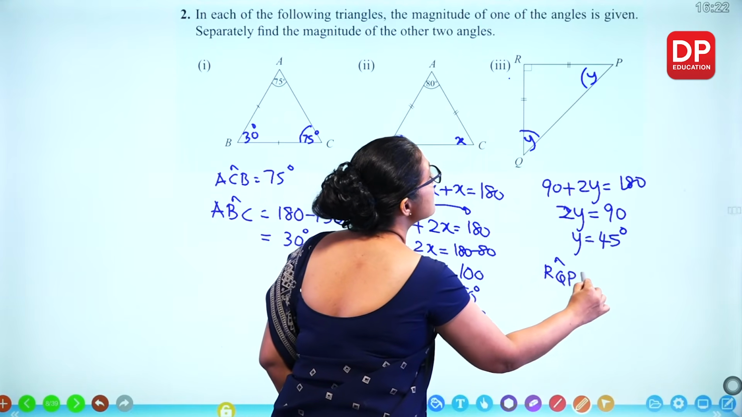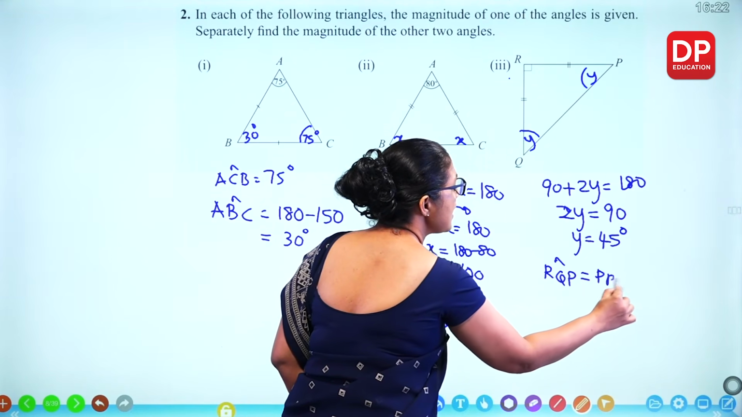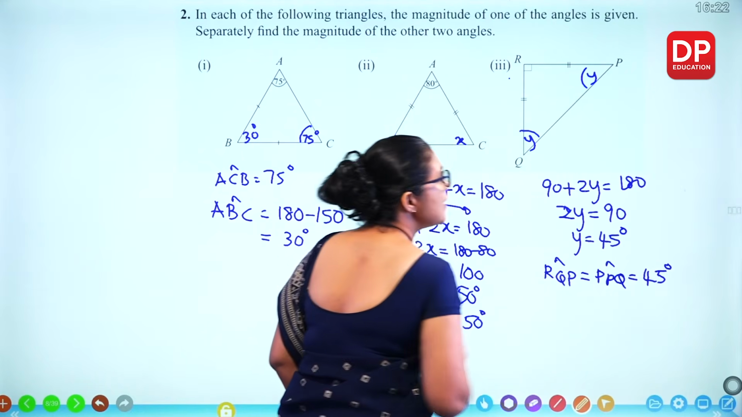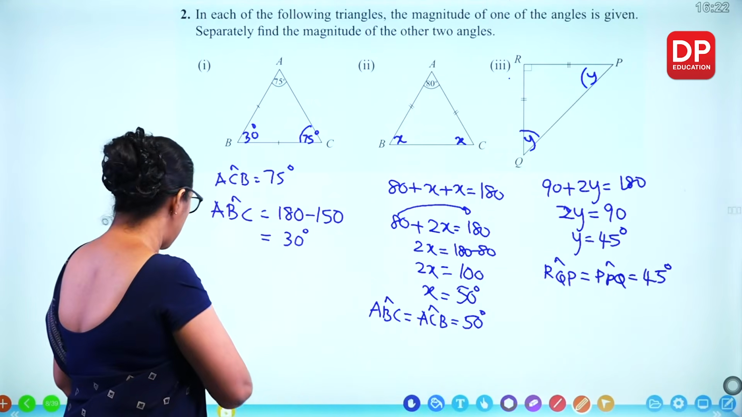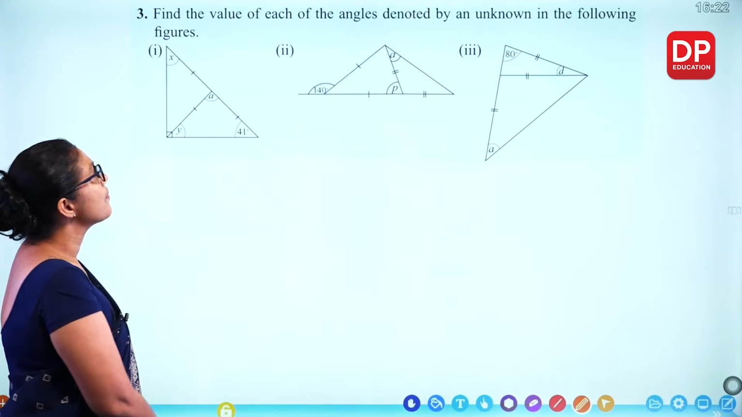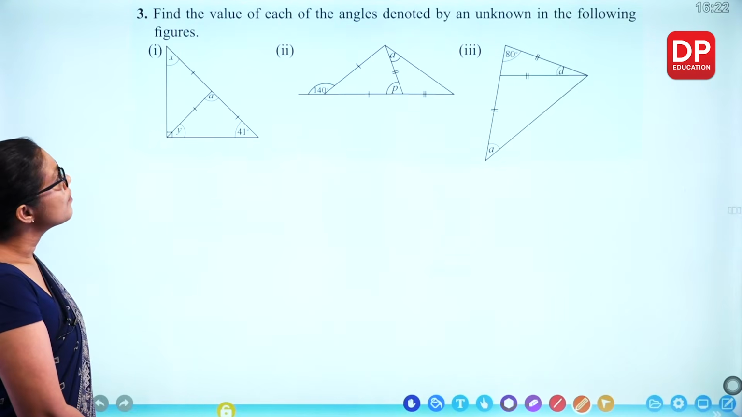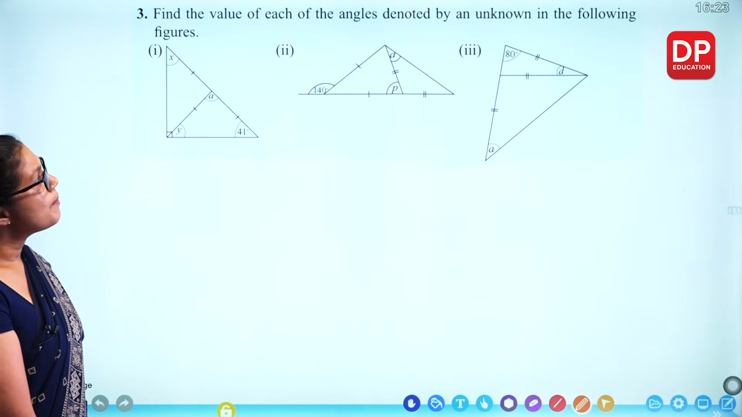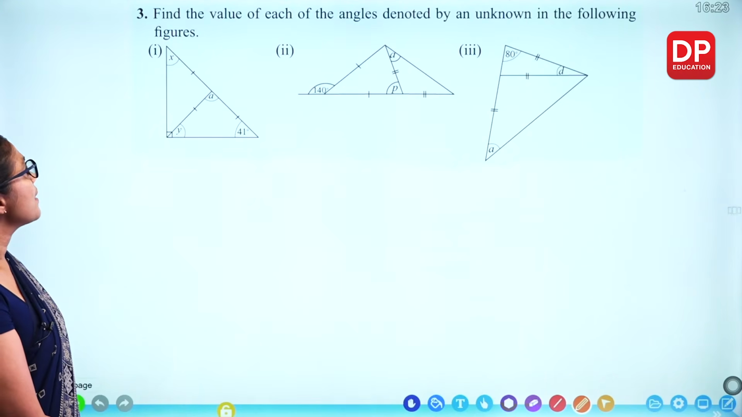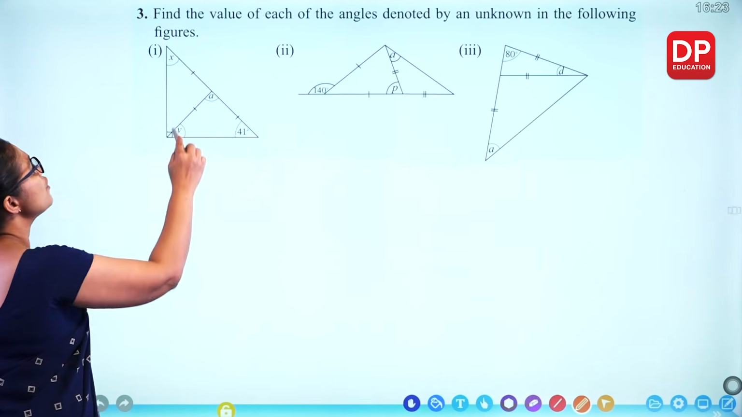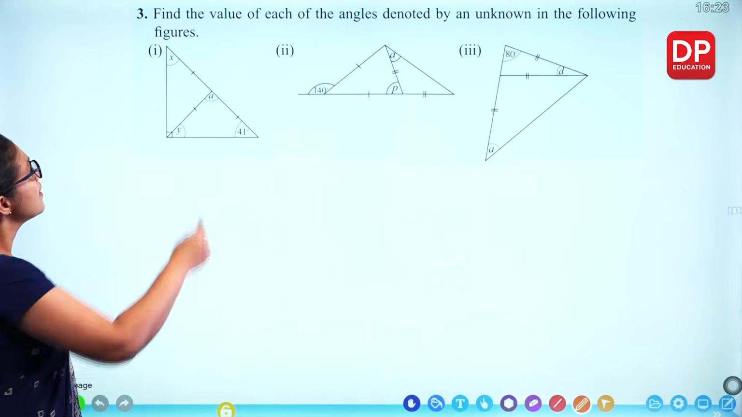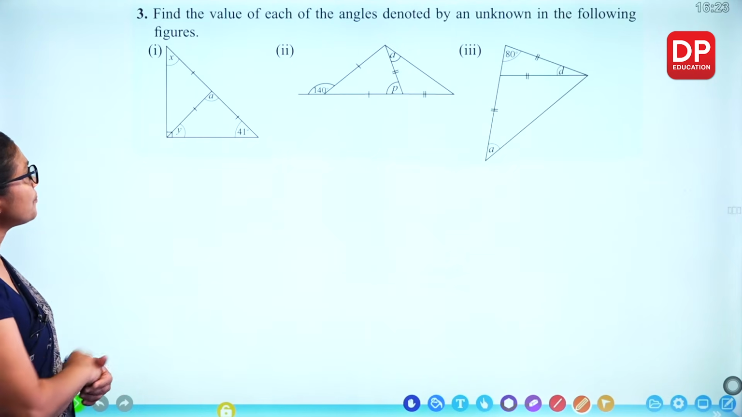RQP is equal to RPQ is equal to 45 degrees. Now we'll see these three questions. Find the value of each of the angles denoted by an unknown in the following. Now we need to find all these unknown letters. So first take a look.